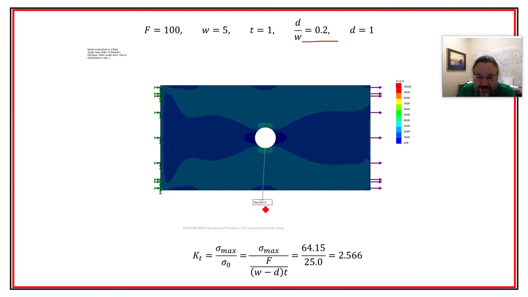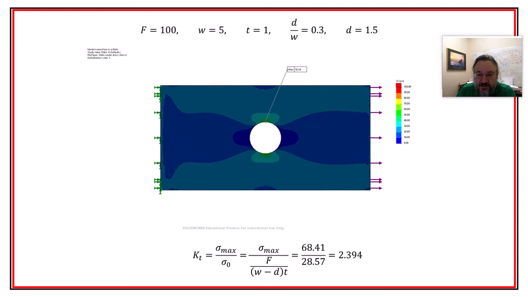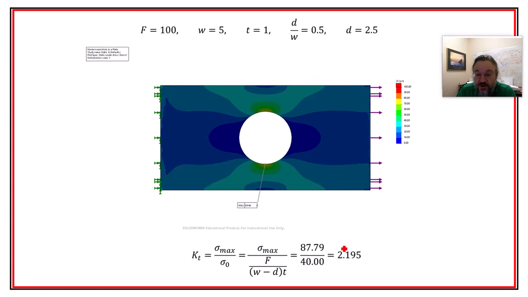This one actually has a higher stress, but the nominal stress is also higher, right? So that ratio now goes 2.566. So I went 2.787, 2.566. I make the hole bigger, and I get 2.394. A hole bigger, 2.273. Here's the 0.4, and here's the 0.5. So you see 2.195.